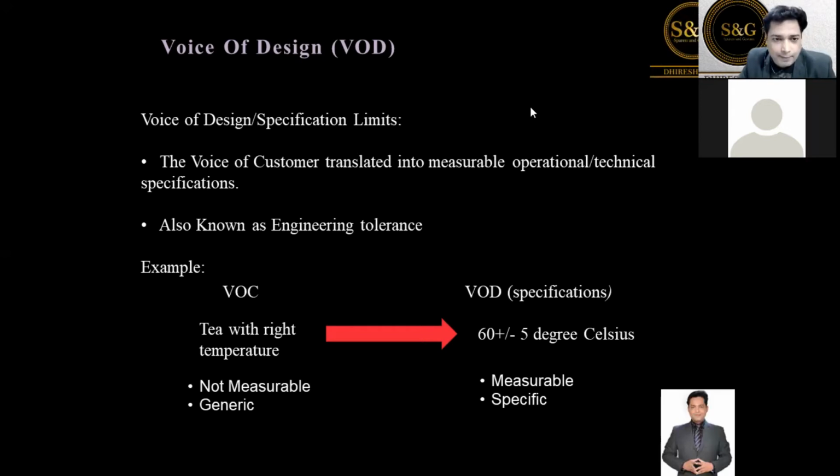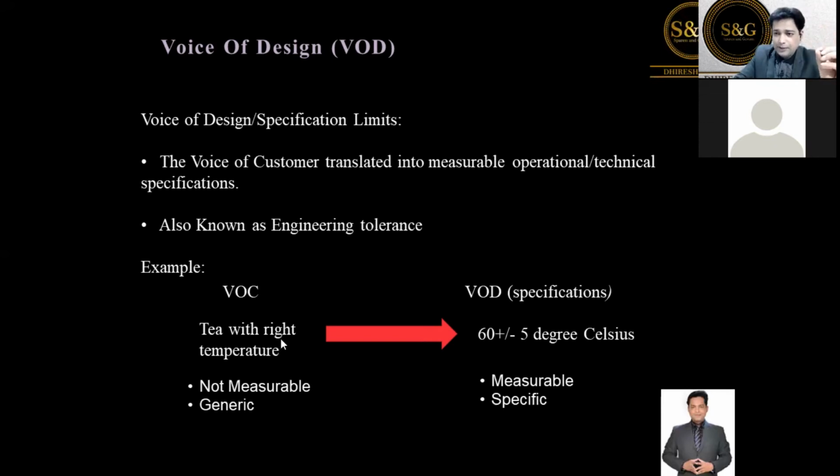Okay, let's take an example. So voice of customer is translated into measurable operational technical specification. That is called voice of design or specification limit. It is also known as engineering tolerances. So voice of customer, same simple example, let's say tea at right temperature. Now tea at right temperature is again a vague voice of customer.